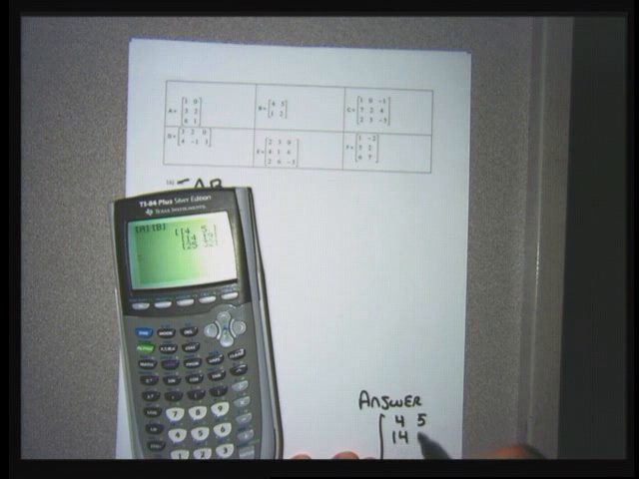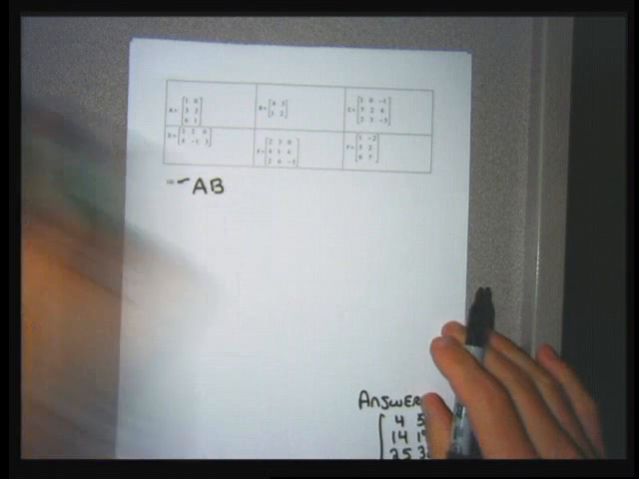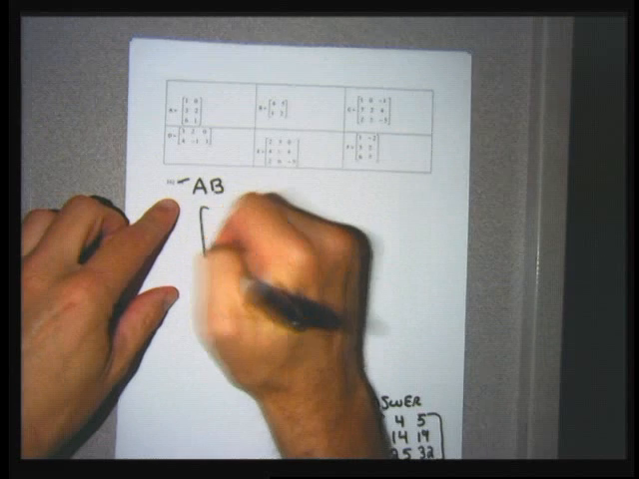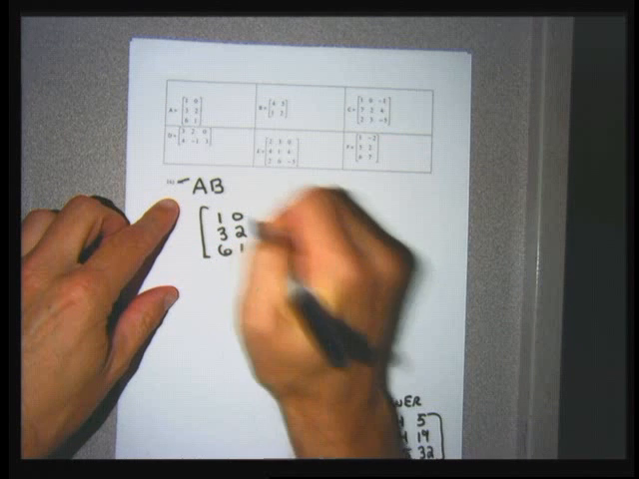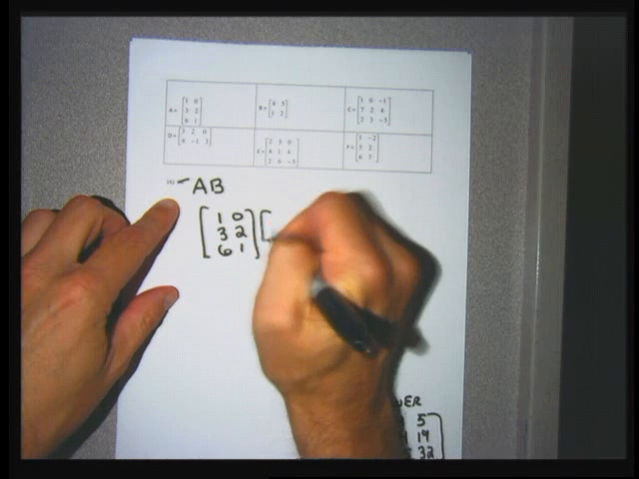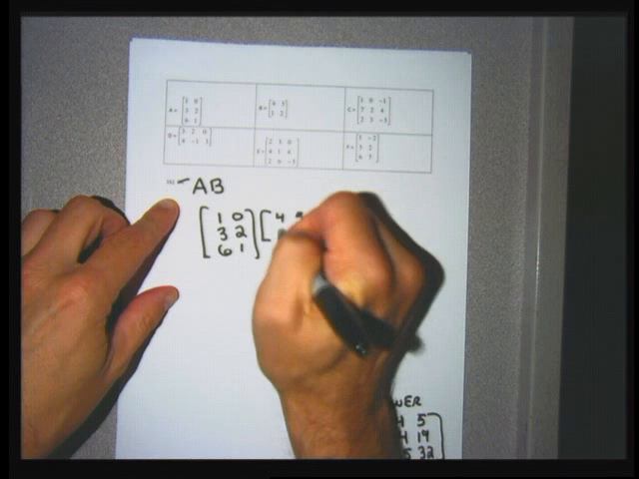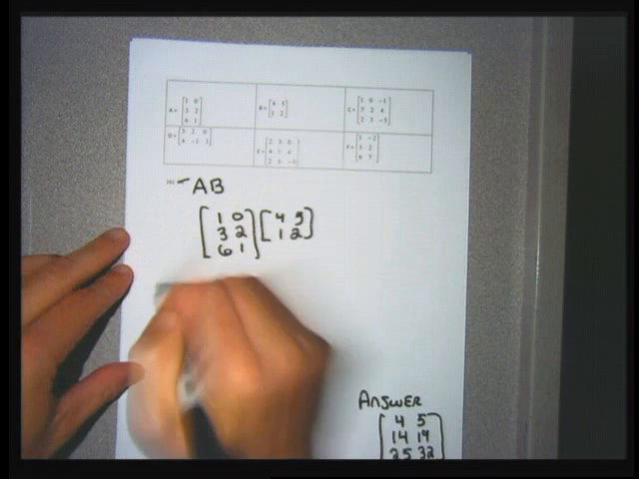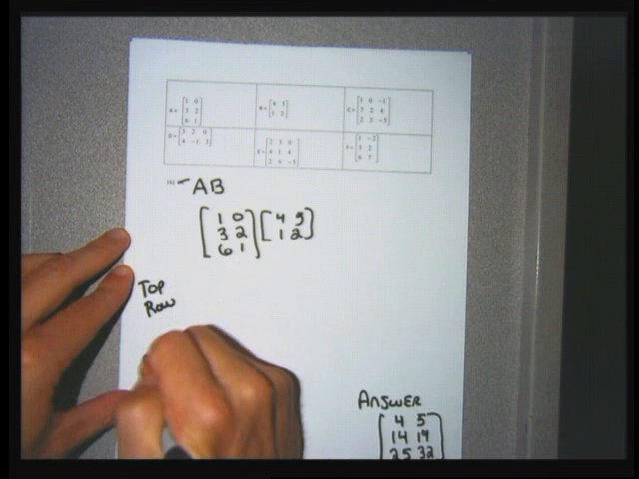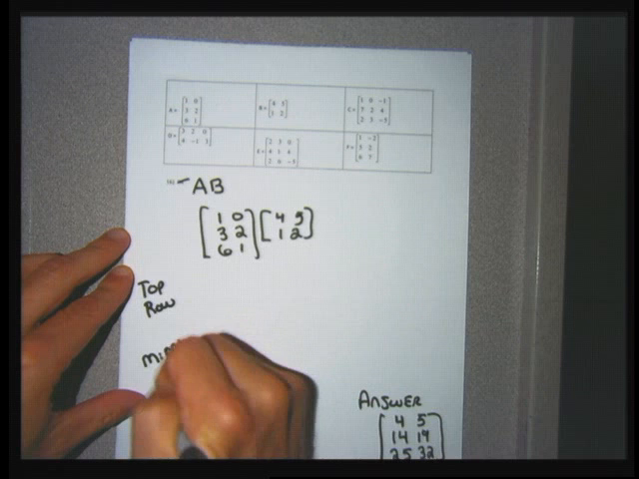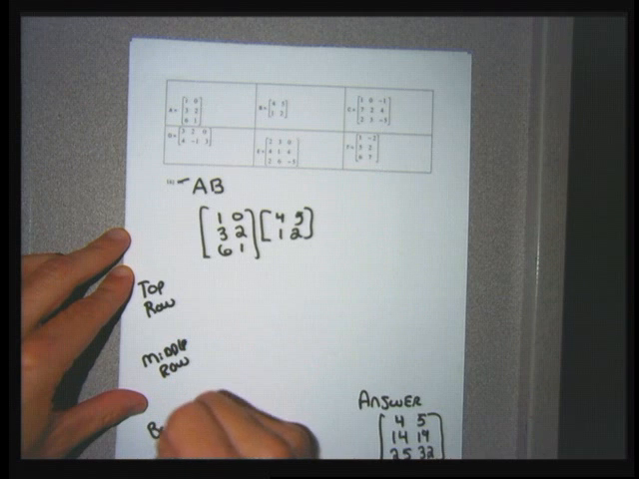And I'm just scribbling it down, mindlessly copying from my calculator. And now I'm going to make my algebra fit my calculator. So to do AB by hand, I'd write the A matrix 1, 0, 3, 2, 6, 1, and then next to it the B matrix, which is 4, 5, 1, 2. And because A has 3 rows, a top row, a middle row, and a bottom row, that's why my answer has a top row, a middle row, and a bottom row.